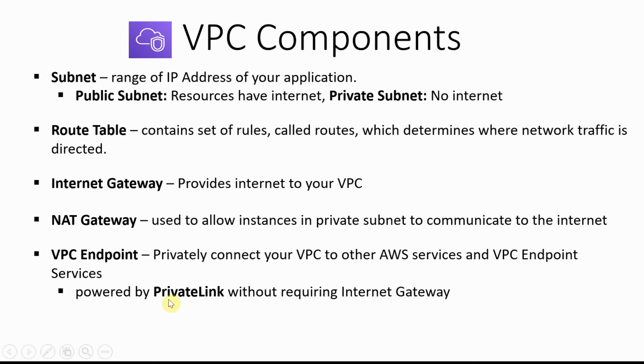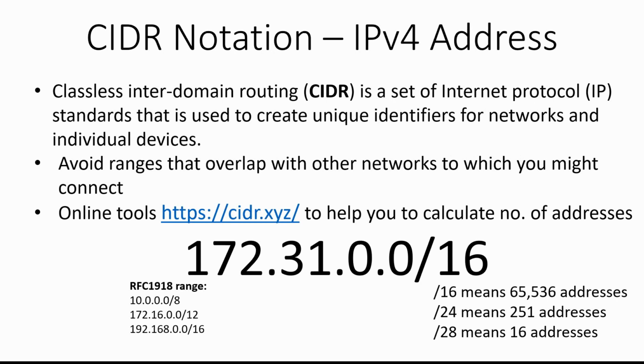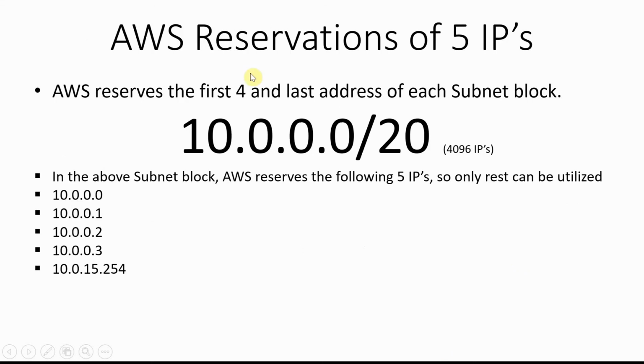They all primarily use PrivateLink, which is a concept where you don't need internet, and all the communications can happen without internet. So that's the security aspect; VPC endpoint is a tool for that. We saw the basics of how networking CIDR notations work, IPv4 and IPv6. We had gone through the various ranges, like what slash 16 means, what slash 24 means, what slash 28 means.